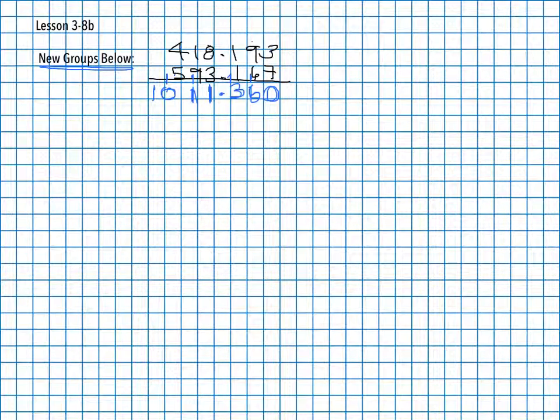So the answer we got is 1,011 and 360 thousandths, or 36 tenths if we want to take away that 0. Alright, so that was new groups below.